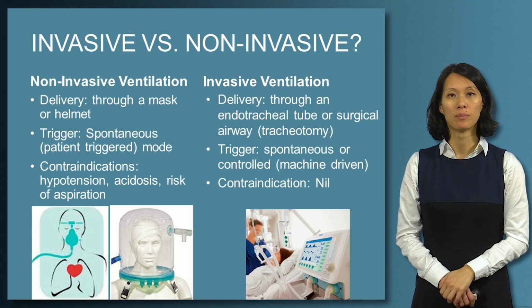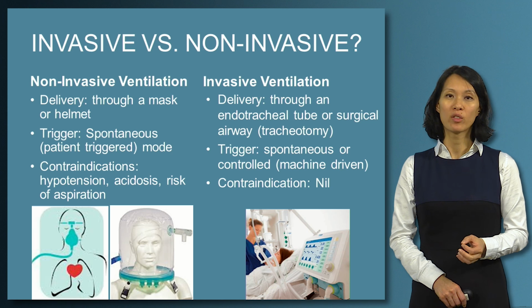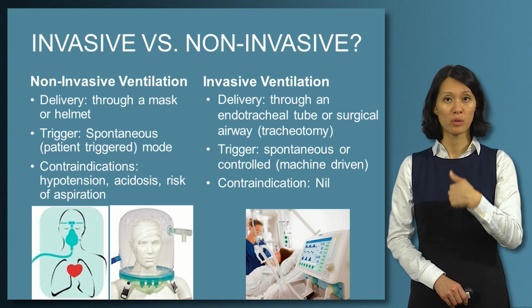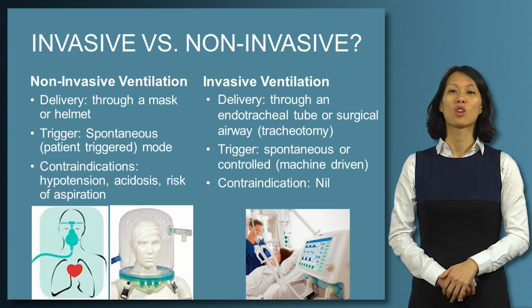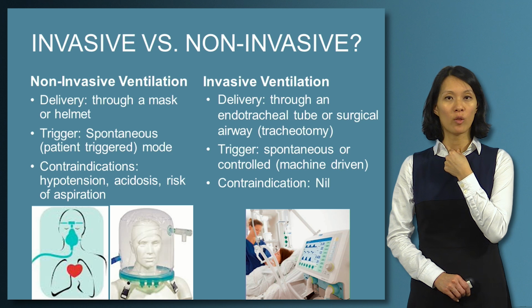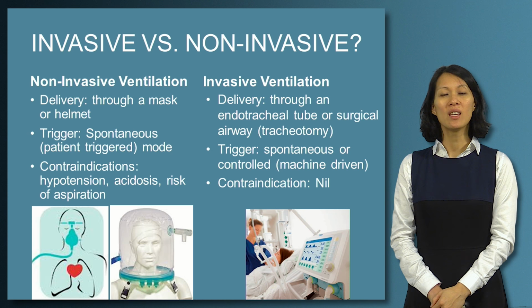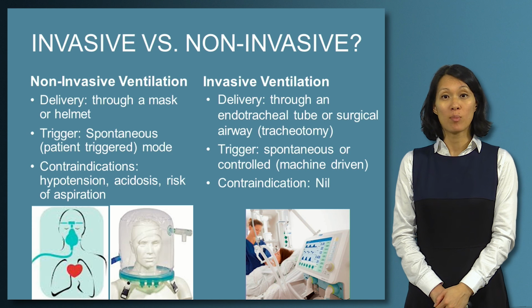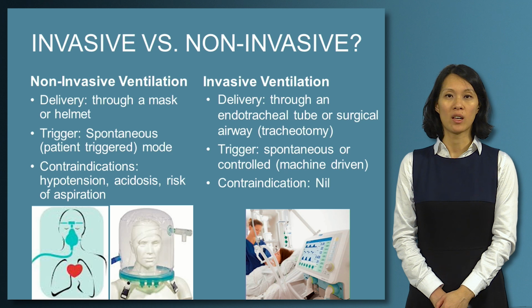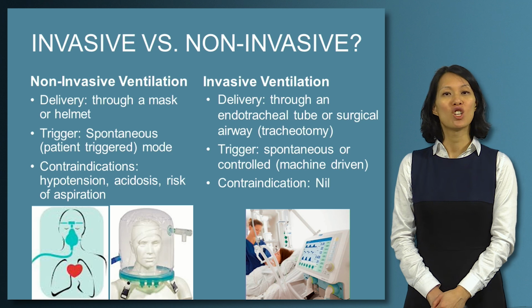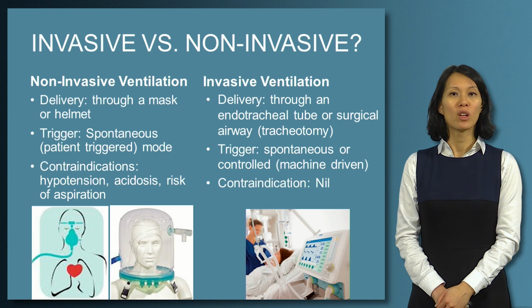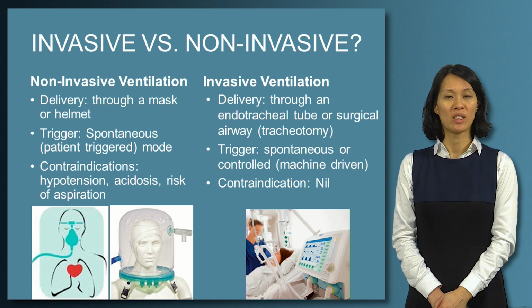that into their lungs. Invasive ventilation is when we deliver positive pressure air through either an endotracheal tube, so a tube that goes through the mouth into the trachea, or through what's called a surgical airway. A surgical airway means that the tube is going directly into the trachea from within the neck. In these situations, patients can potentially be spontaneously breathing, so breathing on their own with assistance, or if they're very, very sick and aren't able to breathe on their own, then the machine will breathe for them, which is called controlled mechanical ventilation. There really aren't any major contraindications to invasive ventilation.